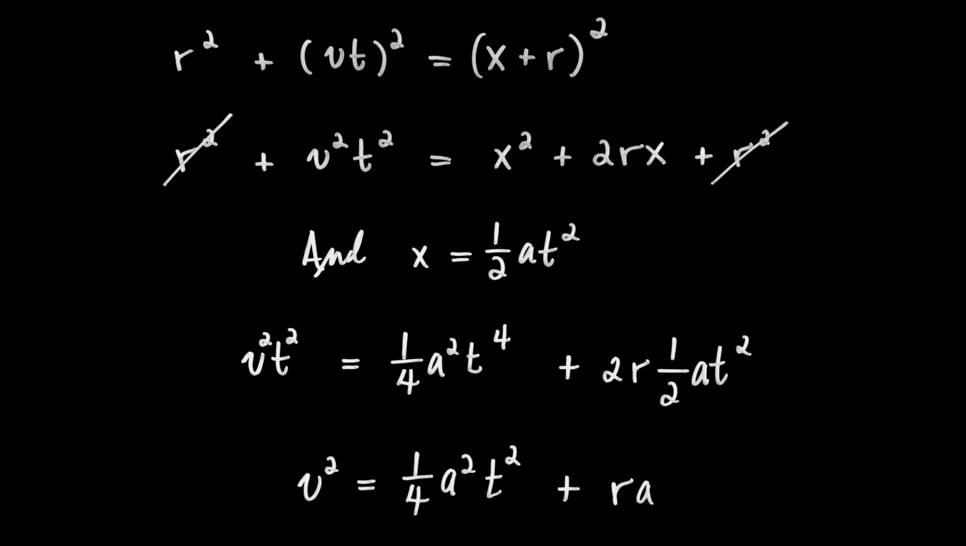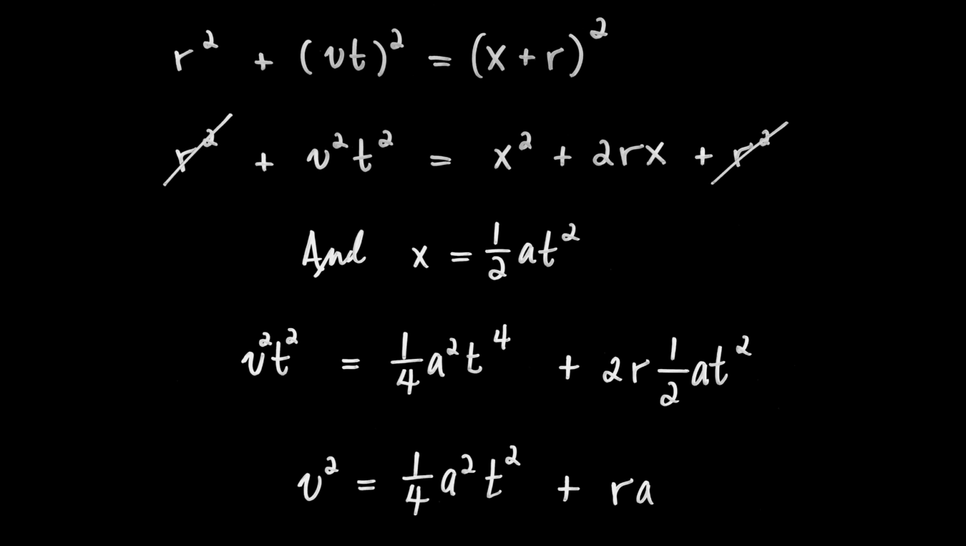First, here on the right-hand side, the quantity x plus r squared, I'm going to FOIL that out. And when I do, I get x squared plus 2rx plus r squared. Again, on the left-hand side, I have r squared plus v times t squared is v squared times t squared.